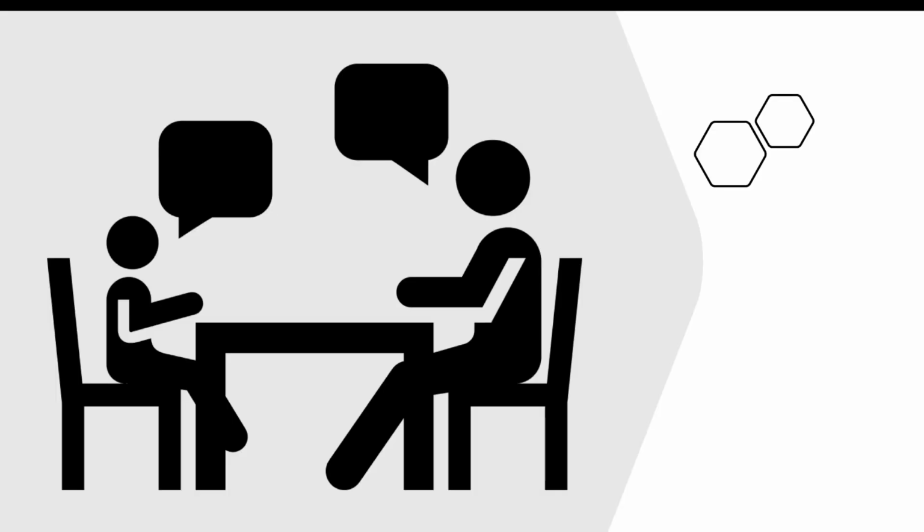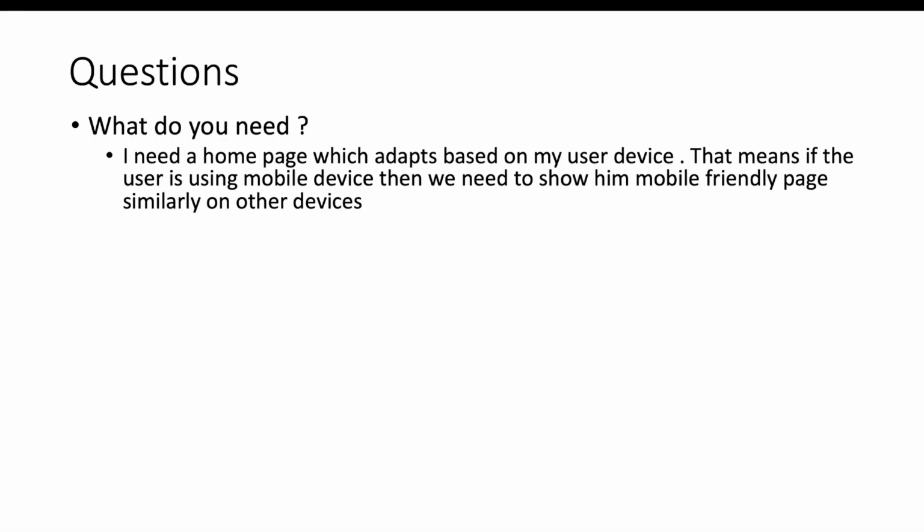Alright then, let's proceed with the workshop. The first question is, what do you want to build? The client replied, I need a home page which adapts based on my user device. Okay, so what does that mean? That means if a user is using a mobile device, then I need to display a mobile-friendly website, and similarly on other devices. That sounds interesting. So you're saying your website should be a responsive website. Okay, cool. That sounds pretty good.